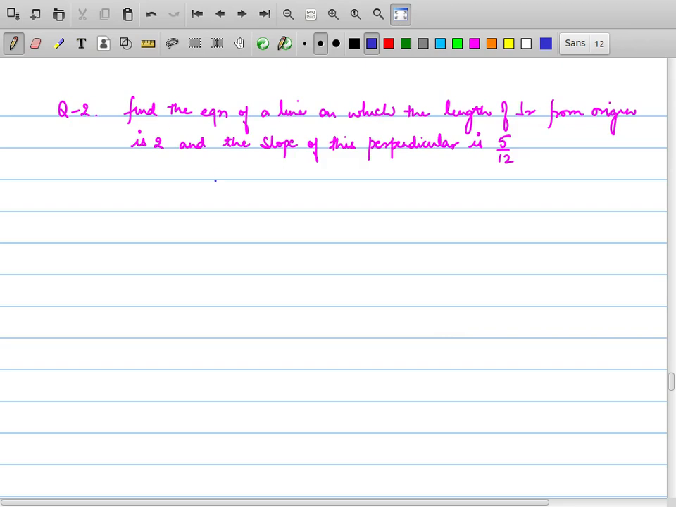Now what is 2? P is 2. What is P? P is the length of perpendicular from origin. Therefore we know 2. If we can somehow find alpha, we will be able to write our equation x cos alpha plus y sin alpha is equal to P. Now another information is, and the slope of this perpendicular is 5 by 12. What is it telling you?